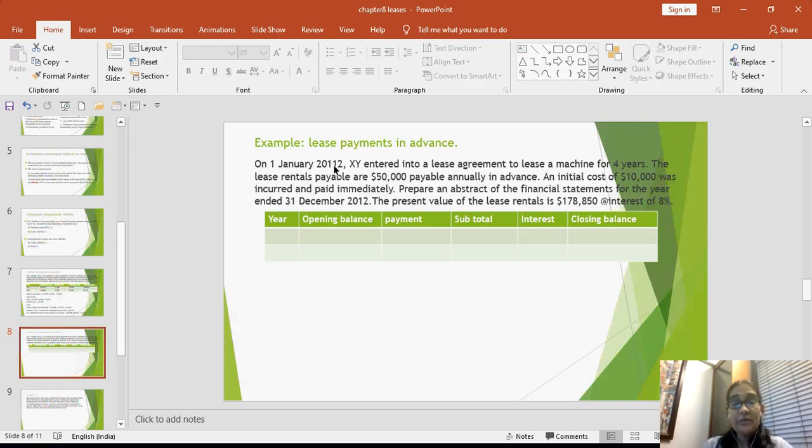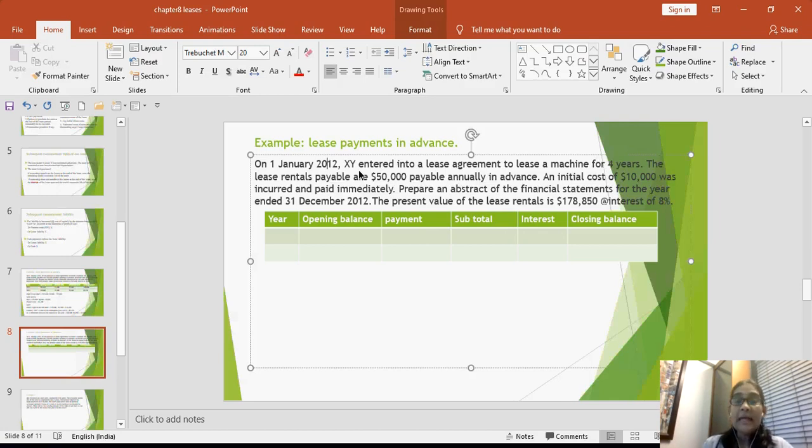On 1st January 2012, XY entered into a lease agreement to lease a machine for 4 years. The lease rentals payable are 50,000 paid annually in advance. The initial cost of 10,000 was incurred and paid immediately. Prepare an abstract of the financial statement for the year ended 31st December 2012. Now here the present value of the lease rentals is given to you. This will also include the first lease rental which you are going to pay on 1st January itself.